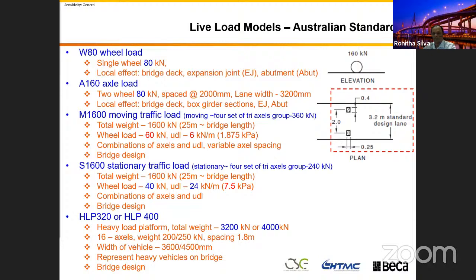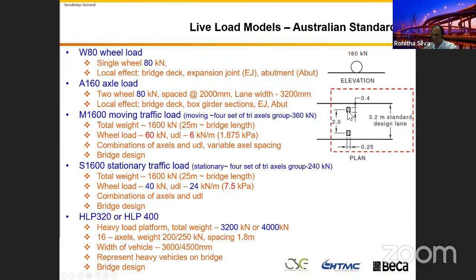Yes, we use it, because as I said, we are developing a model to simulate the real effect on the bridge, right? One is just a single wheel. The other one is a single axle. We call it A160. This axle means two wheels. Each wheel is 80 kilonewton.